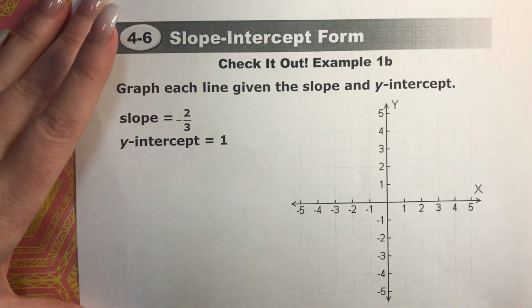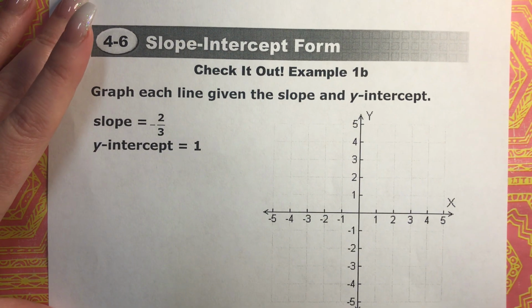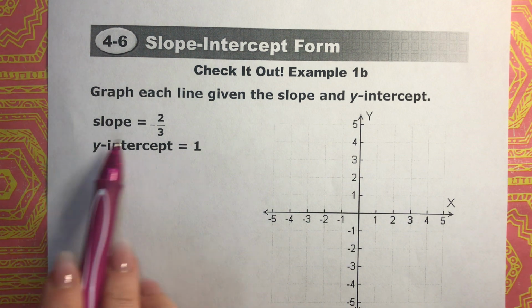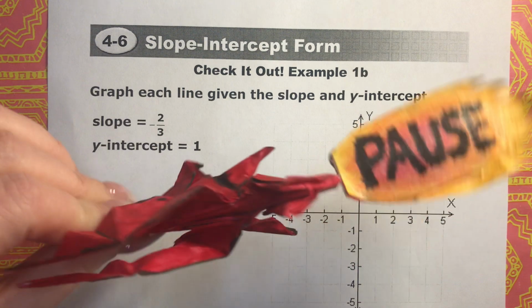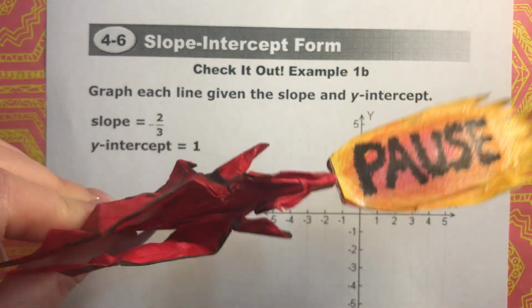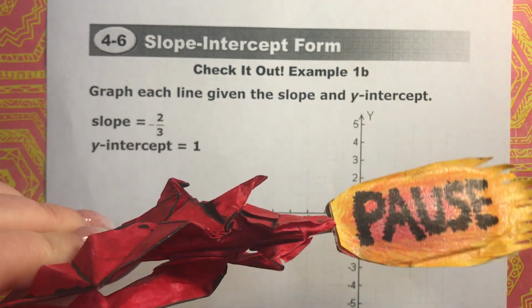All right, let's look at the next example. So you're going to go ahead and graph this line with the slope being negative 2/3 and the y-intercept being 1. So here's my friend the pause dragon. Remind you to pause your device. Go ahead and graph this, and when you get done, press play, and we'll go over it together.